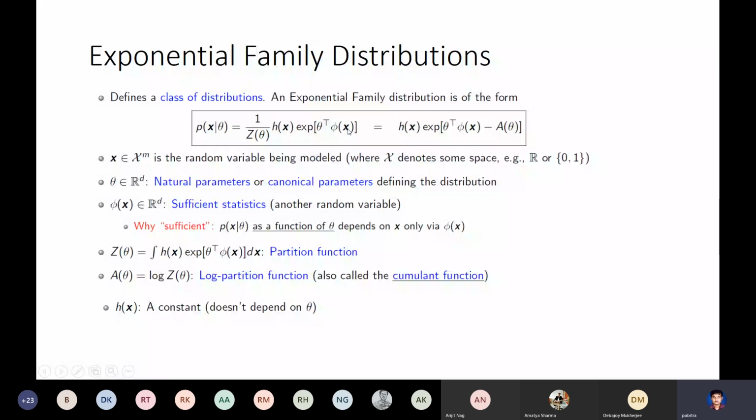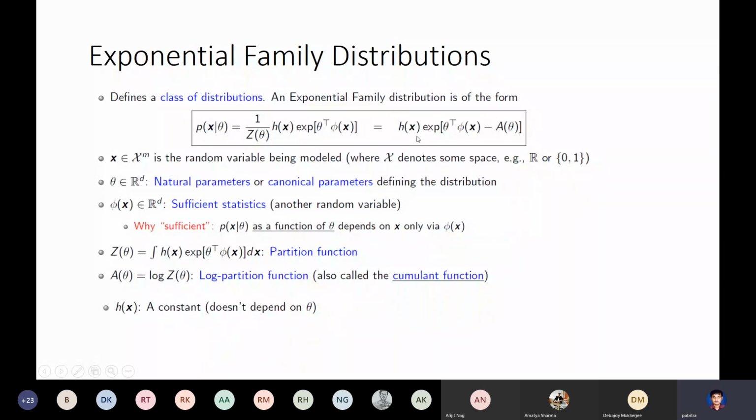I'll explain what these are. Some function phi of x. Sometimes it can also be expanded in terms of something like this: some h(x), some function of x, times e to the power of some function theta(t) times some function phi(x) minus A of theta(t). Note this: phi(x) minus A(theta) times theta(t). The whole thing is e to the power of something, preceded by an h(x).